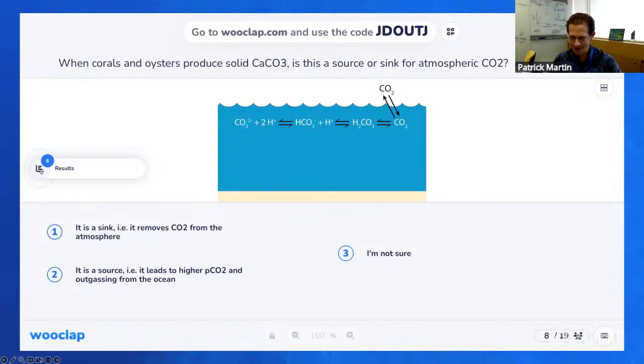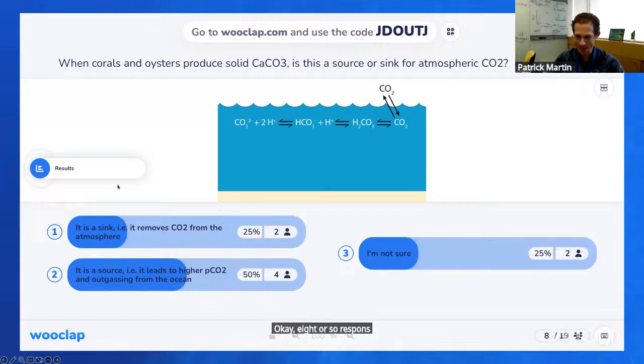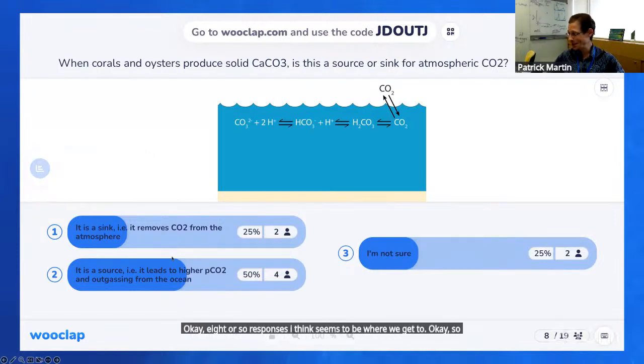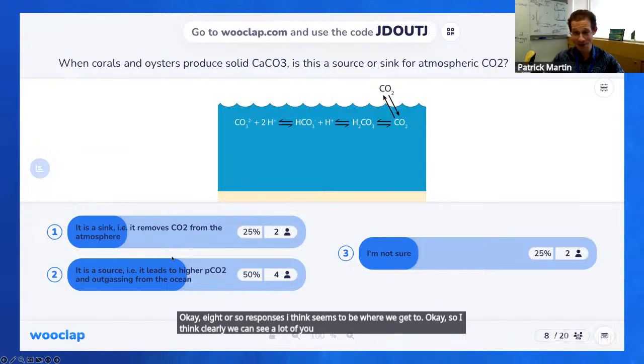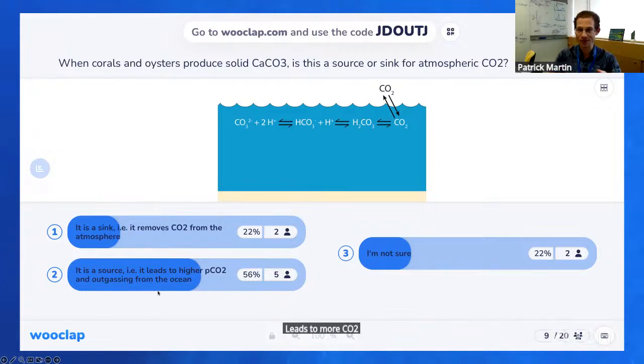Okay, eight or so responses seems to be where we get to. Aha, okay. So I think clearly we can see a lot of you in the audience are quite familiar with the carbonate system already, right? So 50% of you are saying that if you take calcium carbonate out of the water, it actually leads to more CO2 emission from the ocean into the atmosphere. And it's number 2 that's the correct answer.